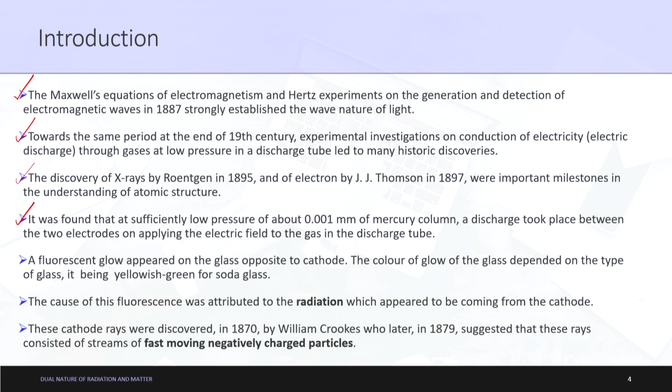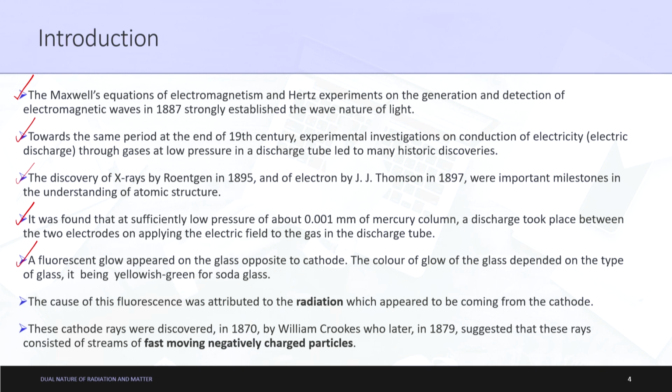The color of the glow of the glass depended on the type of glass. So basically different experiments were done, and it was found that as the glass changes, the color of the fluorescence also changes. It is yellowish green for soda glass. So this is just the theory part, you don't need to remember anything here.